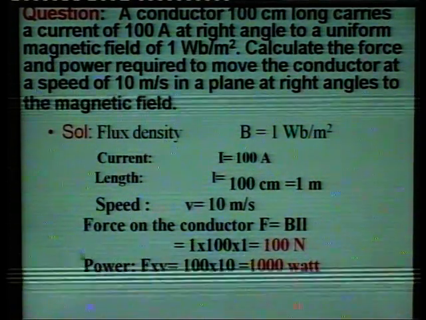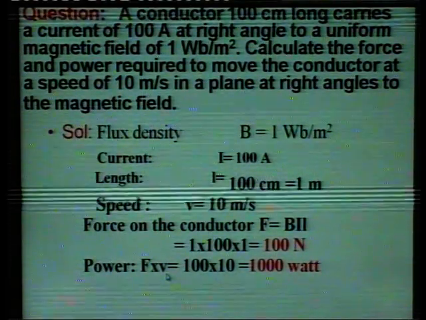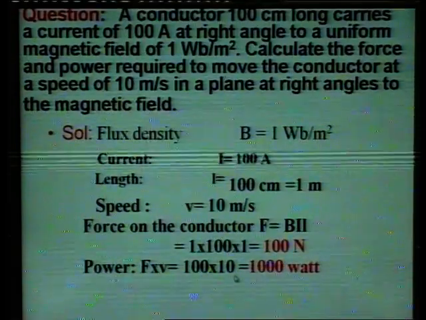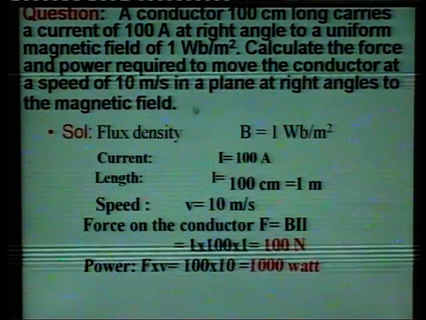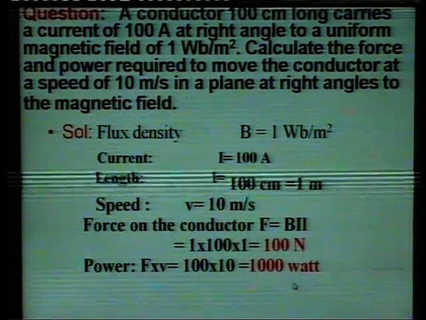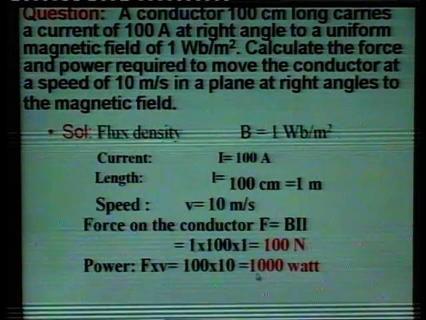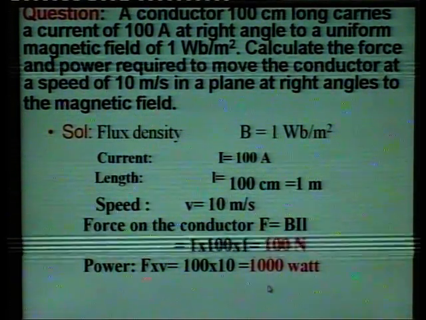And the power we know is calculated as F into V, where F is force and V is velocity. Now substituting the values, force is 100 newton and velocity is given as 10 meter per second. So this comes out to be 1000 watt. So the force experienced is 100 newton and the power is 1000 watt.